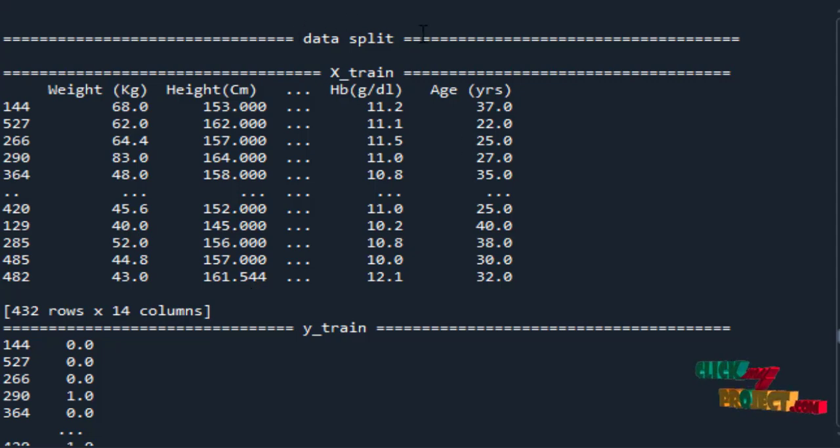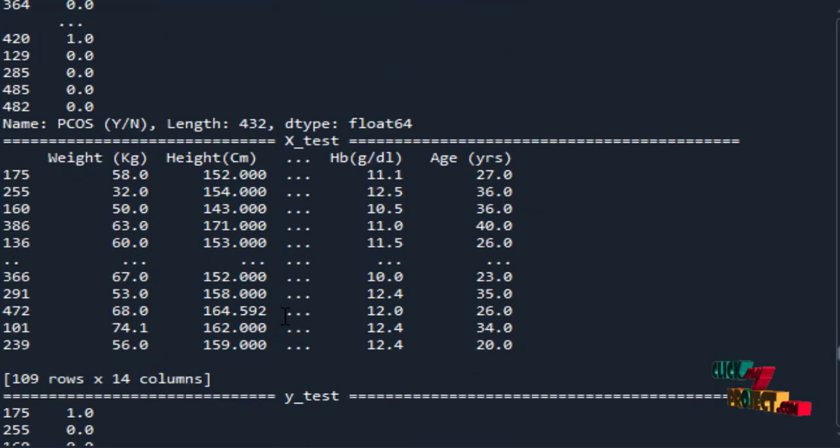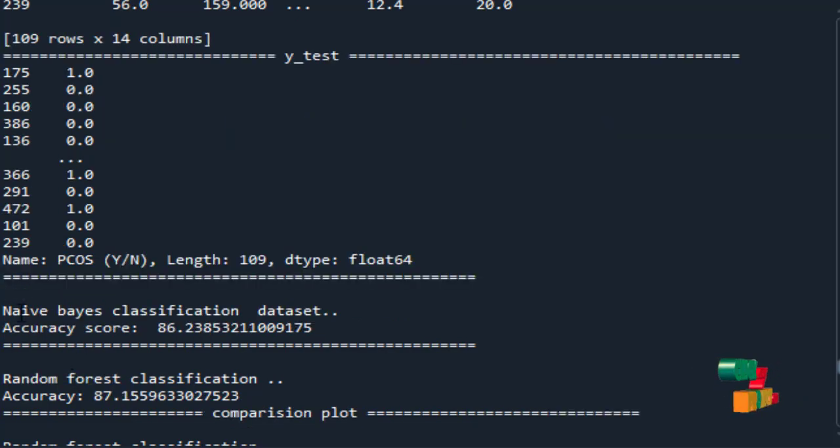After that, the data splitting happened. The data splitting gives X-train and Y-train, X-test and Y-test. We will classify using the X-train and Y-train and test using X-test and Y-test. That means predict using X-test. In the X-train there are 432 rows, and in Y-train also 432 rows, and in the X-test 109 rows. So we have classified using the naive Bayes algorithm.